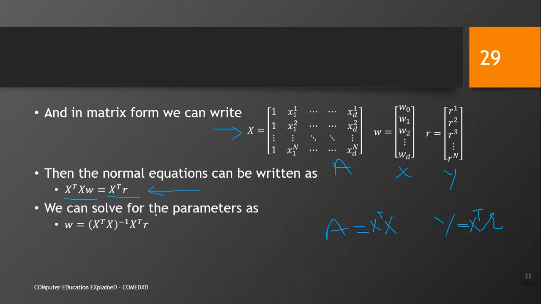We can solve for the parameters to find the w. Here we have, for example, w. Similarly, we say that w is equal to A inverse y. We put the value of A inverse and the value of y. So, this is the value of A inverse and this is the value of y.